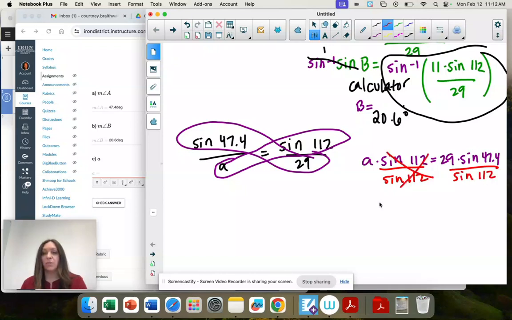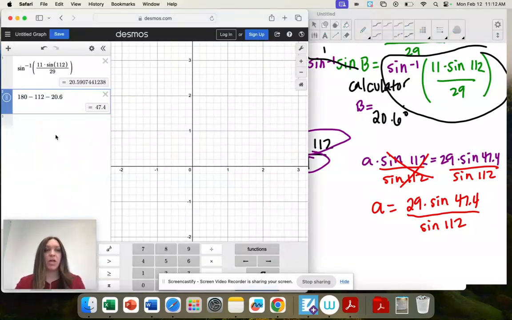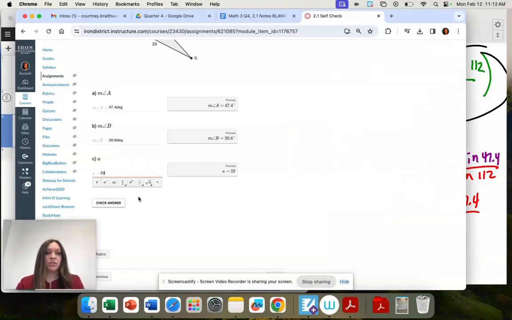And we're done. We don't have to do an inverse because A is already by itself. So we just have to type this into the calculator and round to the nearest tenth. You only have to do the inverse when you're solving for an angle. Remember that. So 29 times sine of 47.4, all divided by sine of 112. So 23.0. I'm just going to put in 23.